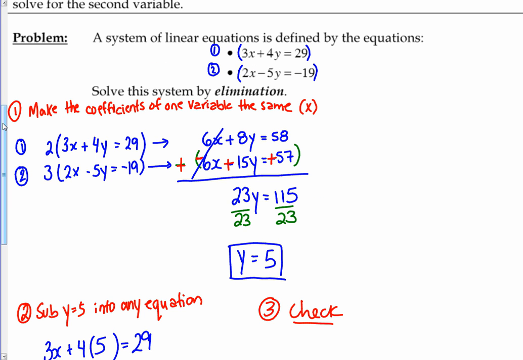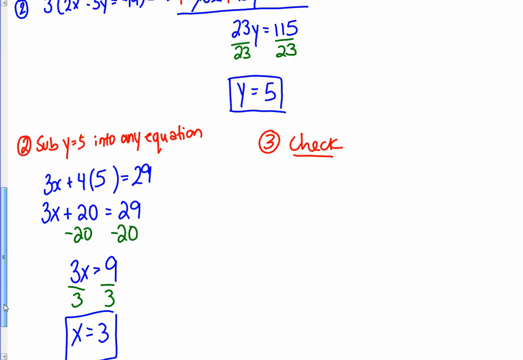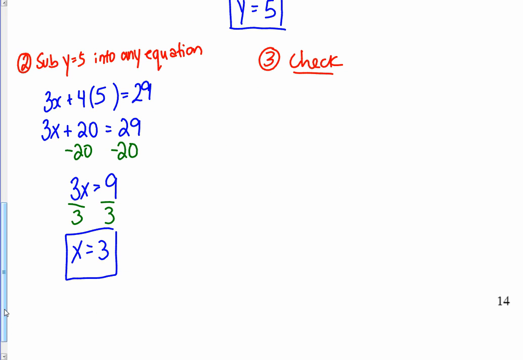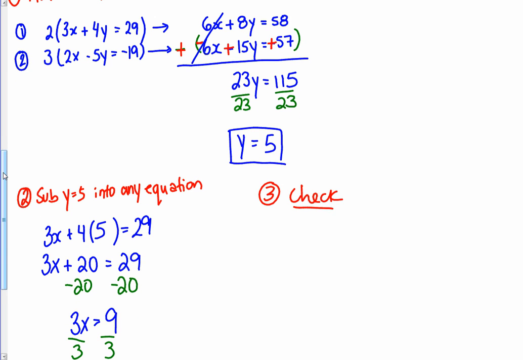Actually, it should be technically 1, make the coefficients the same. Step 2 is the subtraction or addition, but that's okay. Okay, check. You should be checking with both to be safe. I mean, realistically, we just subbed into equation 1, but you should do both.